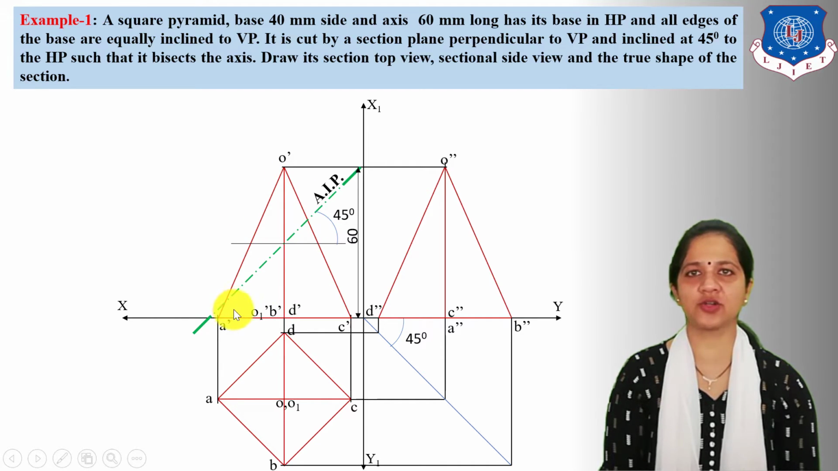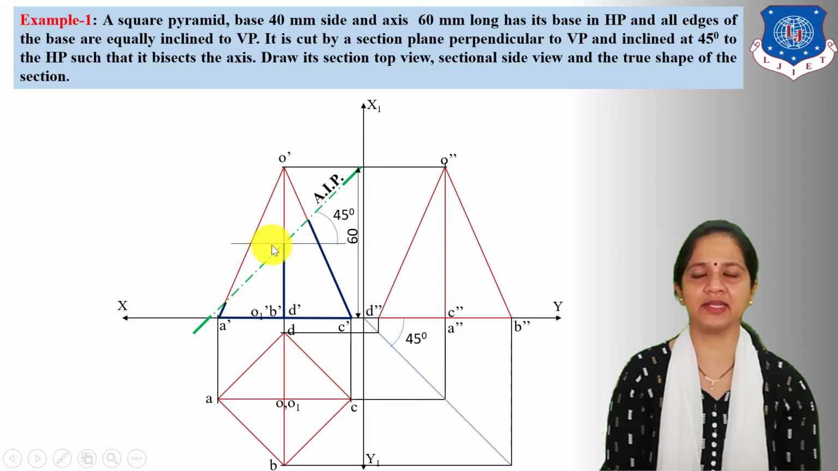So next, draw the remaining part of the solid as a dark line. When any solid is cut by the AIP cutting plane, the section appears in the top view. And during taking a section, we need to assume the portion between the observer and the cutting plane is removed. So this upper portion is assumed to be removed. Here this AIP cutting line cuts all slant edges.